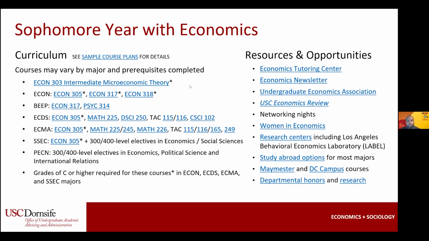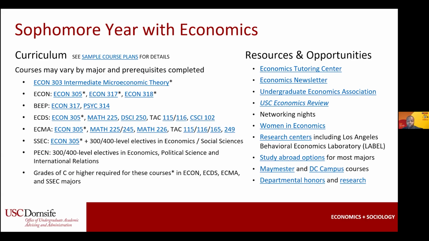All right, so now that we are going into your sophomore year, there are some courses that you will take, and they will vary by major and different prerequisites that you have completed. For those who've already completed calculus and lower division microeconomics courses, you'll look forward to Econ 303, which is intermediate microeconomic theory, which is required for all of our majors. Additionally, econ majors usually take Econ 305, Econ 317, and Econ 318 during your sophomore year. For the behavioral economics and psychology majors, you can take Econ 317, which is followed by Psych 314.